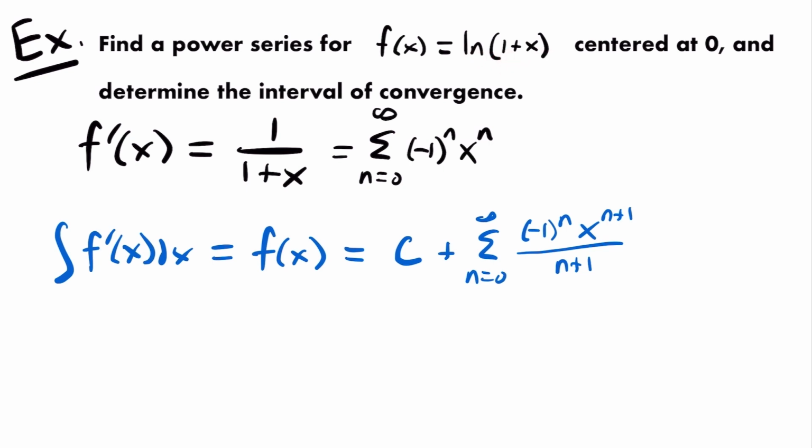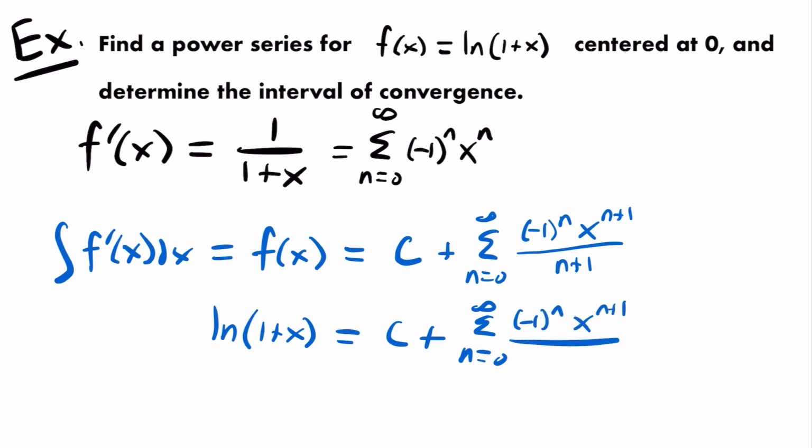The only thing we need to determine yet is this value of c. What is that equal to? And so the way we'll do that, first of all, remember that f of x is equal to this function. So we would say that the natural log of 1 plus x is equal to c plus the sum from n equals 0 to infinity of negative 1 to the power of n times x to the power of n plus 1 divided by n plus 1. And then what we can do is just pick a convenient value of x that when it is plugged in will allow us to solve for c.